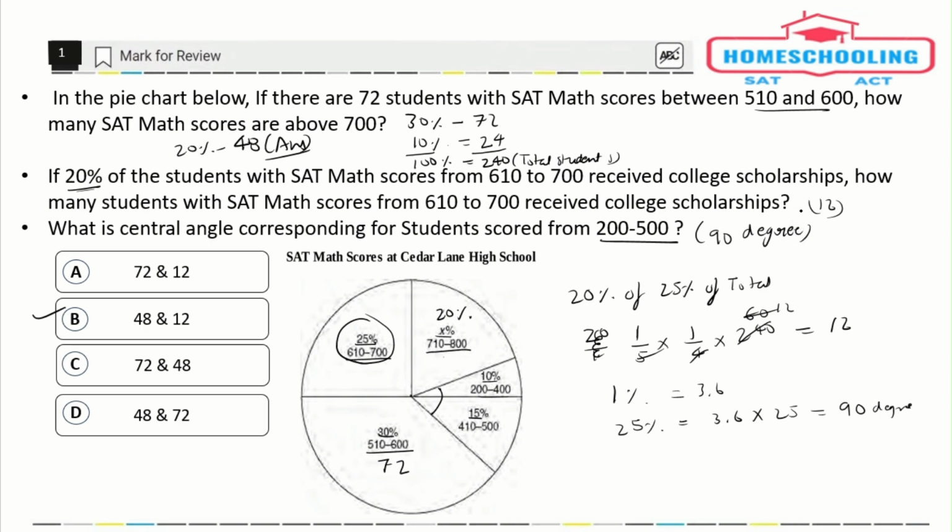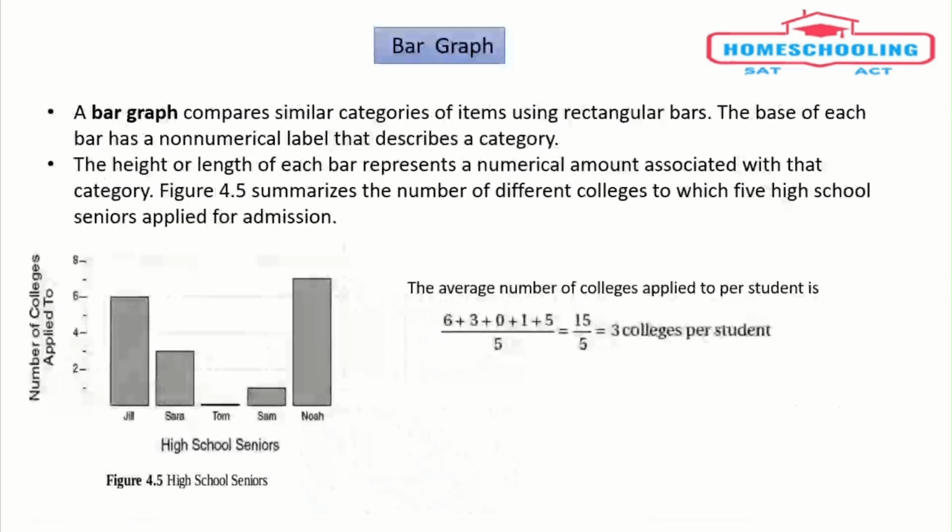Now let's move to the next type of question, that is the bar graph. As we can see, this is your bar graph here. A bar graph compares similar categories of items using rectangular bars. The base of the bar has a non-numerical label. So it shows the names of various high school seniors, and the other axis shows the number of colleges applied to. This is the numerical part: the height or length of each bar represents a numerical amount associated with the category.